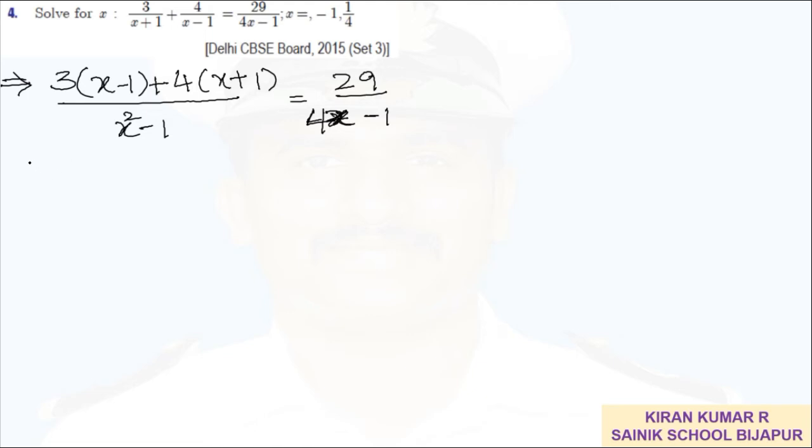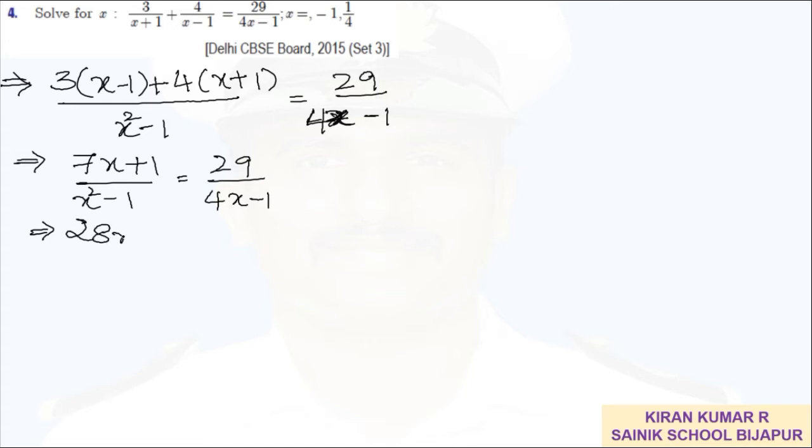Now upon simplification we get (7x + 1)/(x² - 1) = 29/(4x - 1). Now you do cross multiplication. We will get 28 times x² - 7x + 4x - 1 = 29 times (x² - 29).